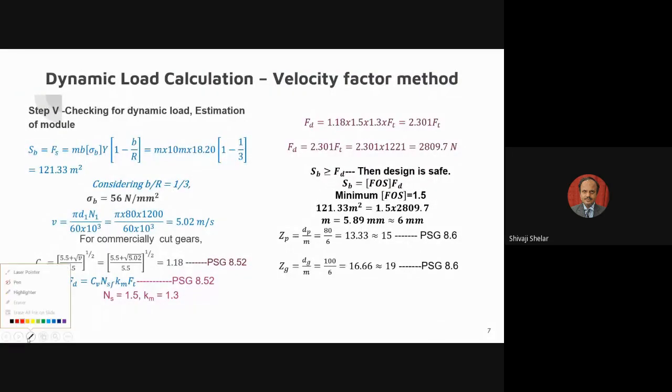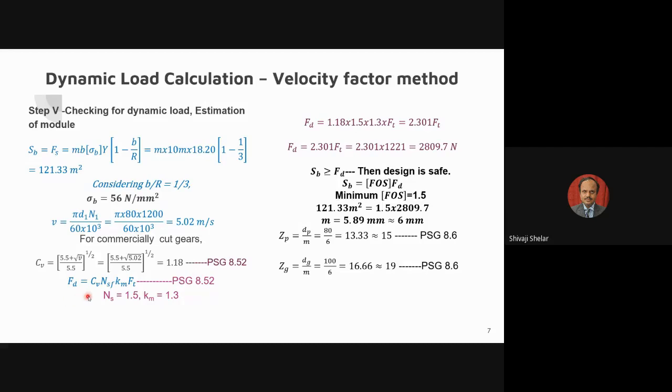So this is our formula for the velocity factor for the dynamic load calculation: CV = ((5.5 + √v) / 5.5)^(1/2). Once we put the value of velocity here, we get the CV factor as 1.18. So 1.18 is the CV factor here.